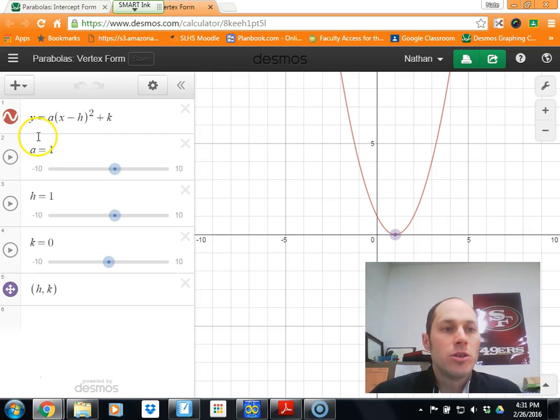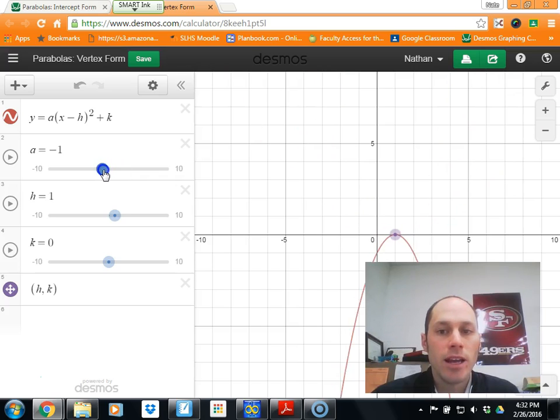Feel free to play around with this in Desmos. You have the link in Classroom or on the website. So vertex form is y equals a times the quantity x minus h squared plus k. In this format, as I move these values around, a, just like in standard form, we know what a does. It deals with the shape of the parabola, whether it opens up or down, narrow or wide.